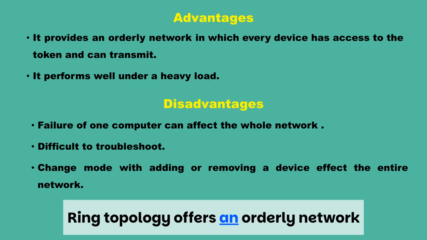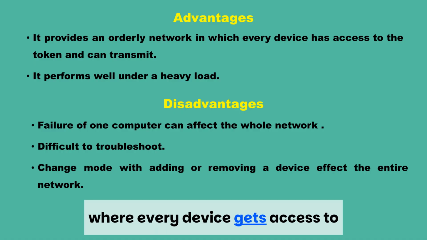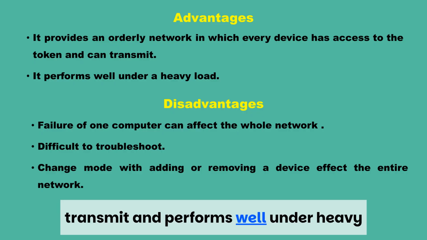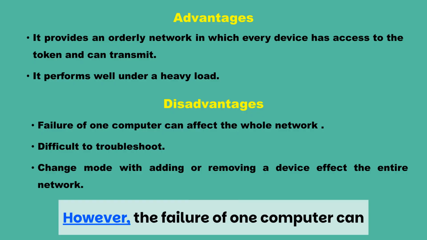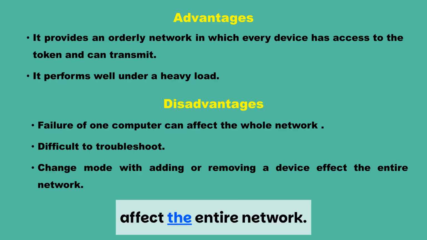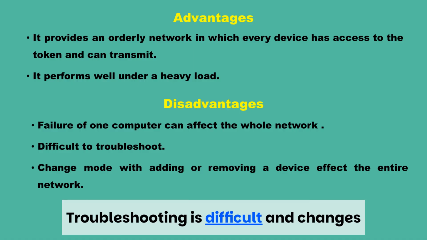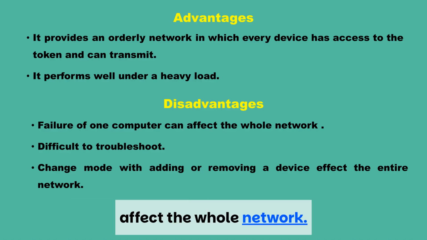Ring topology offers an orderly network where every device gets access to transmit and performs well under heavy loads. However, the failure of one computer can affect the entire network. Troubleshooting is difficult, and changes affect the whole network.